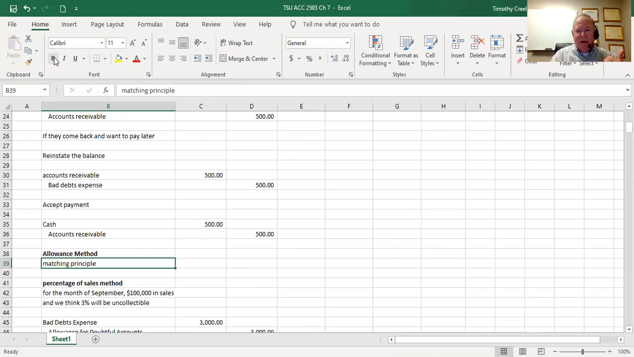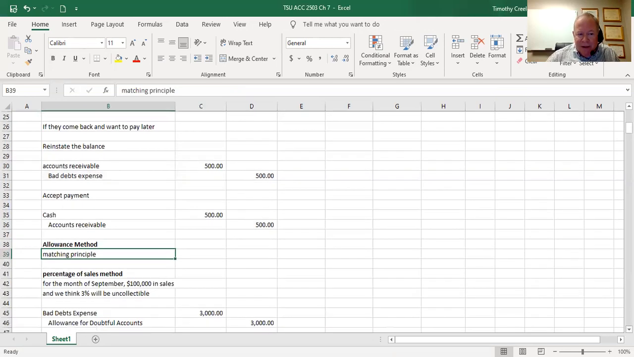Publicly traded companies are required to use it, but most large and mid-sized companies use this anyway, even if they're not required, because it is a better method. Now, there's three ways to do the allowance method.